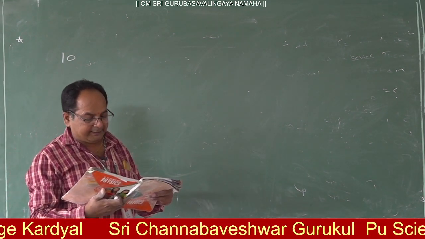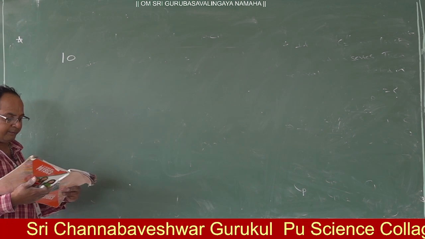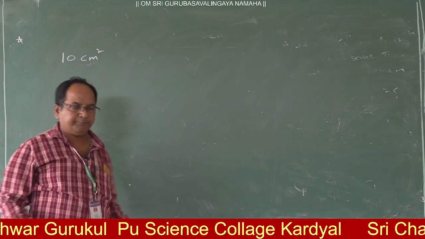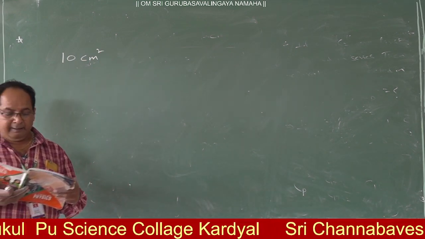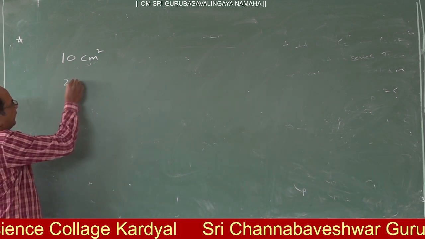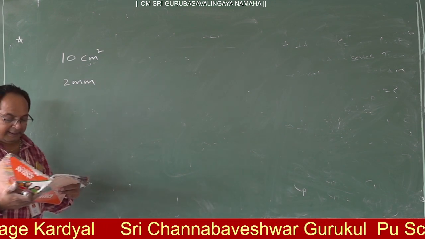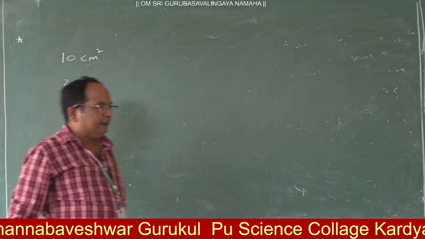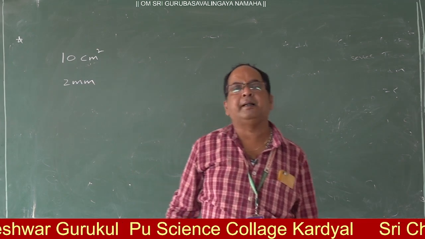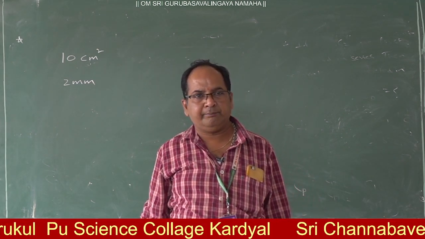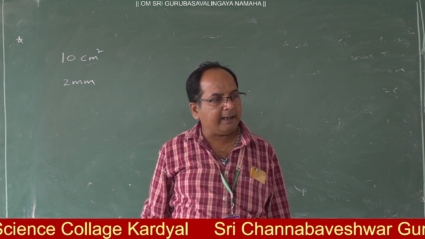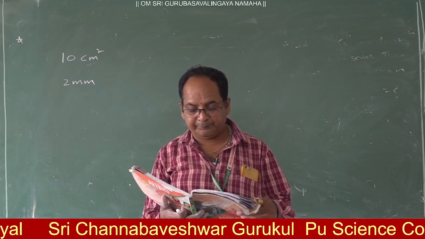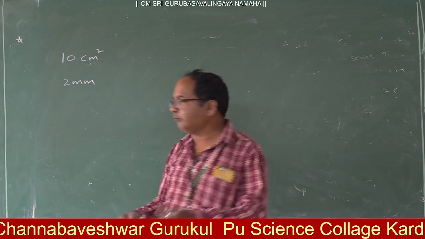each of area 10 centimeter square, and separated by a distance of 2 millimeter in air, is dash. Try to find out.